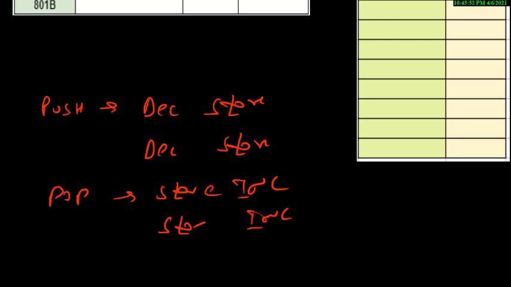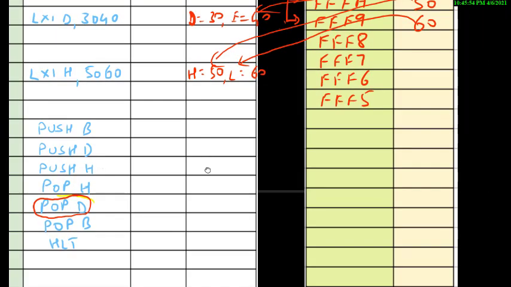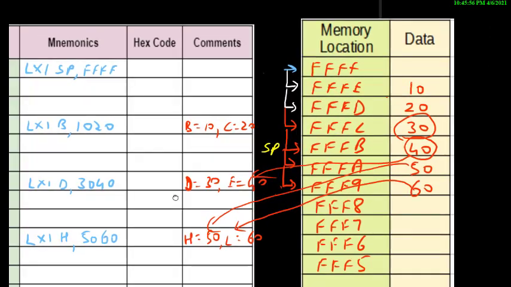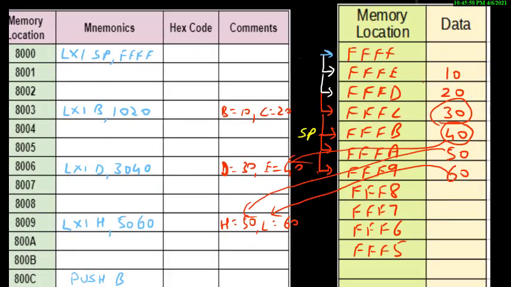So this continues to the final pop B. With the final pop B, the stack pointer will be at this point. After pop B, this content will be stored in register C, and the stack pointer will be incremented, and this content will be stored in B, and the stack pointer will come to this point. So this is how the stack works.